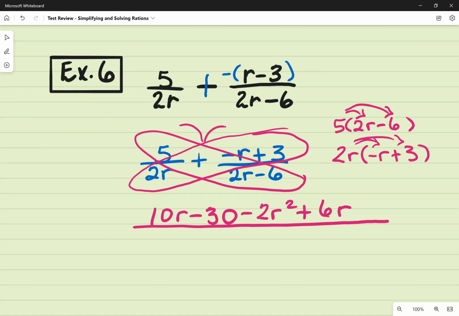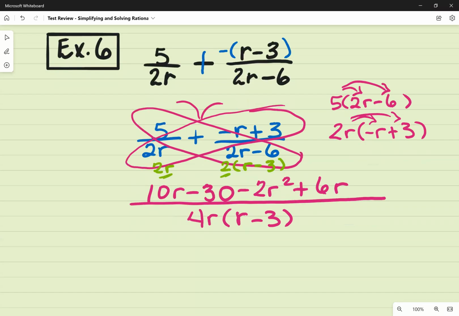Now on the bottom, what I want to do is rewrite in factored form whatever I can. This one, I can't do anything, so I'm just going to leave it as 2r. Over here, I can take out a 2, and I'm left with r minus 3. Since the first one doesn't even have a parenthesis, I just multiply those and combine them together. So that will end up being 4r on the outside times the quantity of r minus 3.